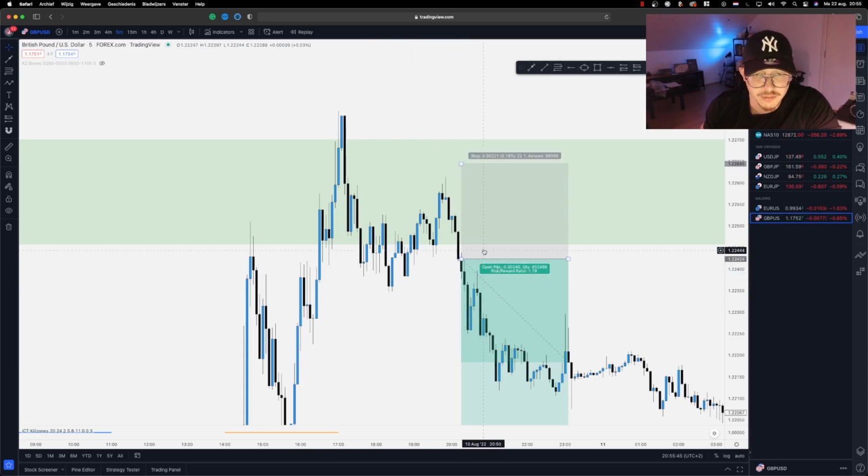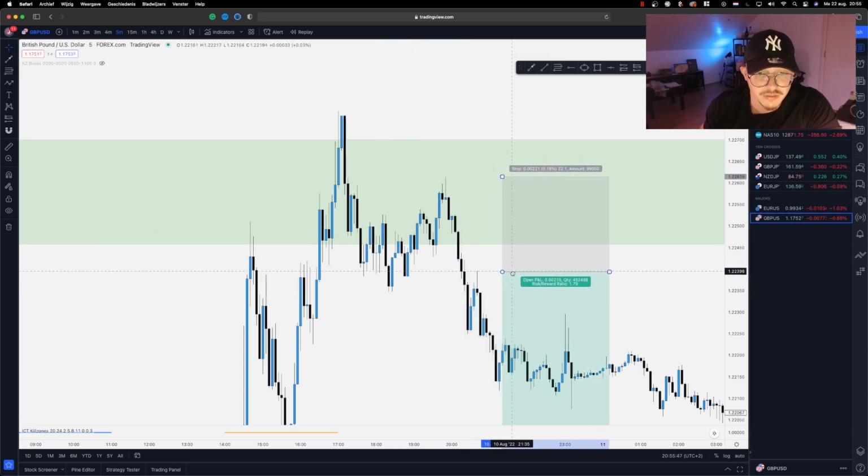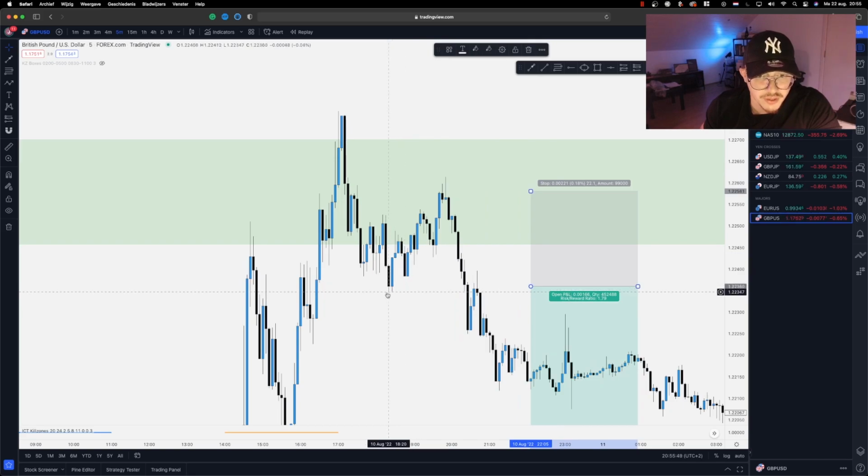Very, very nice entry. The second thing you could have done was wait till you break this low. More clear than this is not going to get.